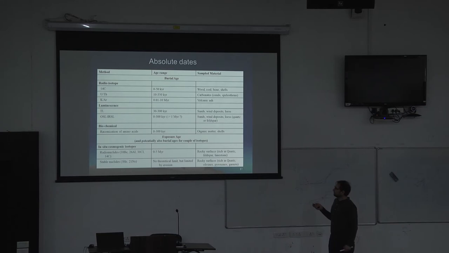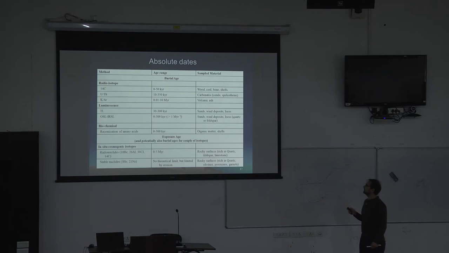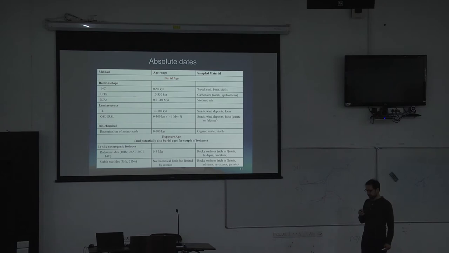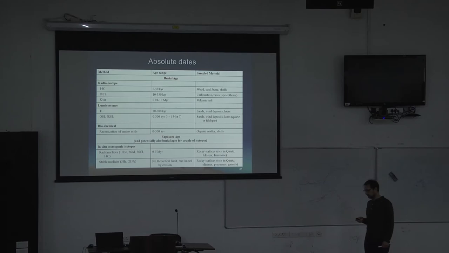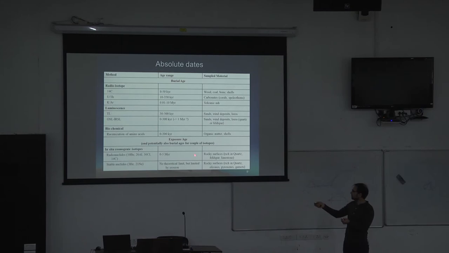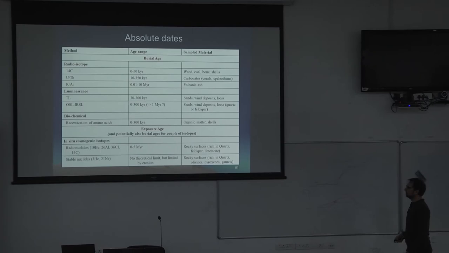Coming to the different techniques, we can group them into two different types of dating. One type of dating will give you the burial age, so the time that your sediment has been deposited, or, if you're looking for example at charcoal, the time that your charcoal was buried into the alluvium of your terrace. The other type of dating is based on exposure ages. So it's not the burial time, but the time that a pebble or a rock was exposed to the surface. It could be exposed to weathering, but in this case it will be mostly exposed to cosmic rays, which will produce the accumulation of radionuclides.